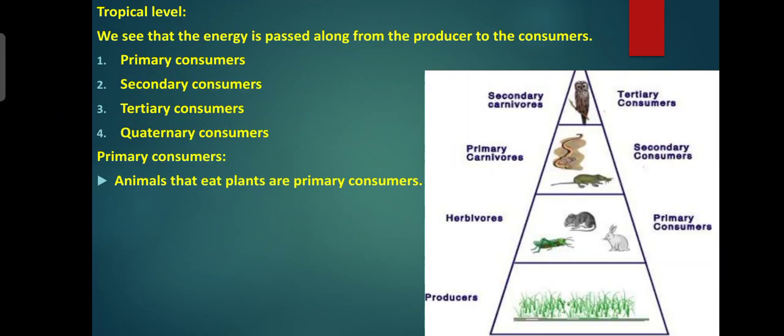Now I'm going to talk about trophic level. What are trophic levels in a food chain? Think about food you ate today. Did you eat any plant material? Did you eat anything that, when it was alive, might have eaten another organism?